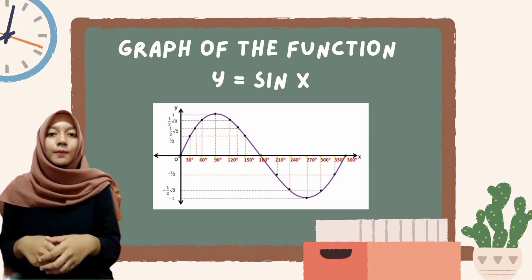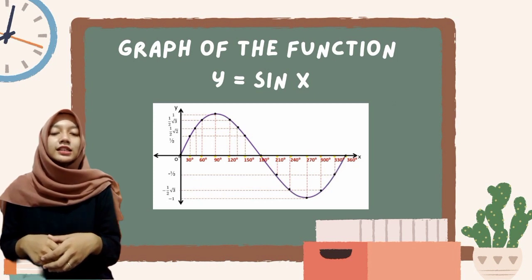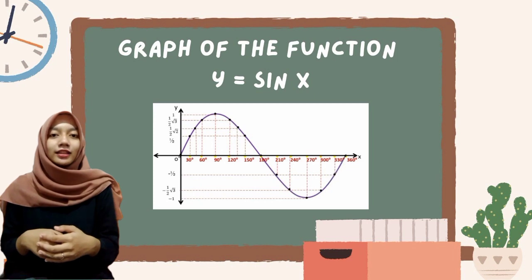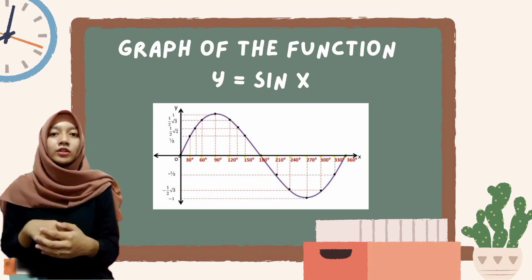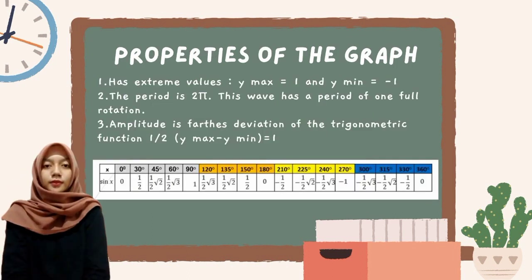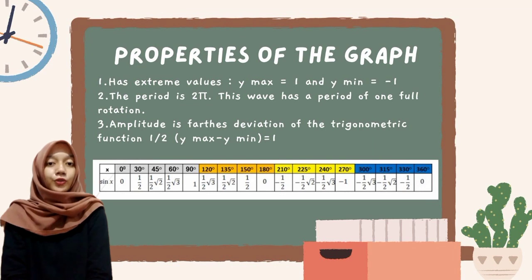Sin x. Basically, a sinusoidal function is a sine wave, and that looks like at least one period. This ends at 2π, that's one cycle of the wave. Properties of the graph of the trigonometry function.